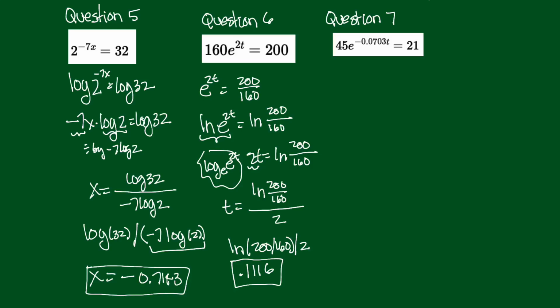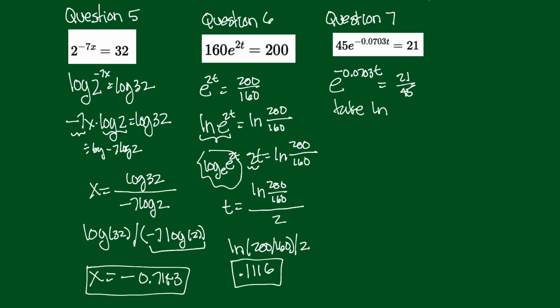Question 7. Base is e. Let's start by dividing by 45 to isolate that exponential. So how about this? E to the negative 0.0703t, there's the variable, is equal to 21 over 45. Now, I'm going to take natural logarithms.